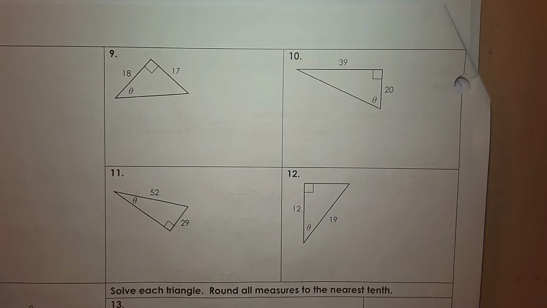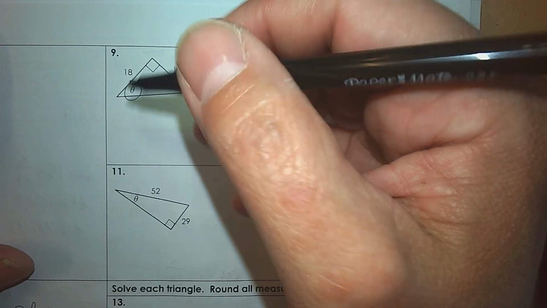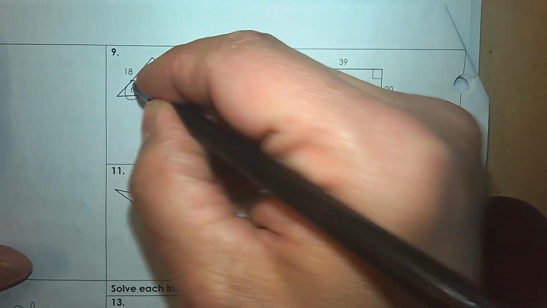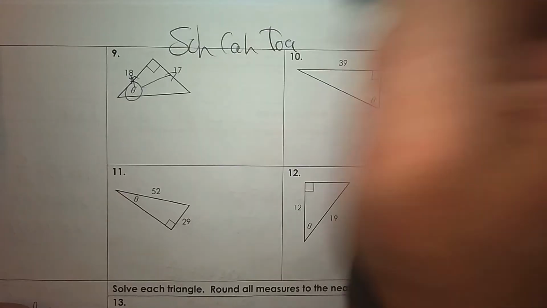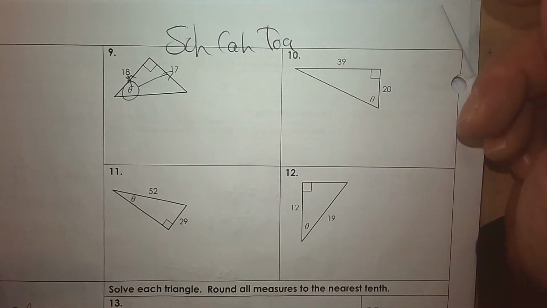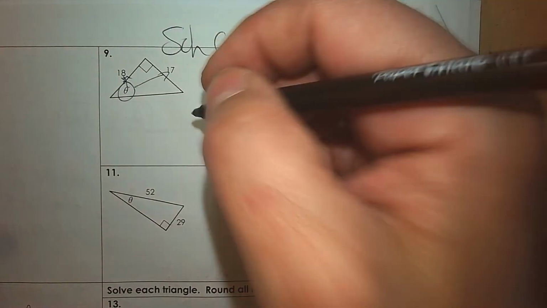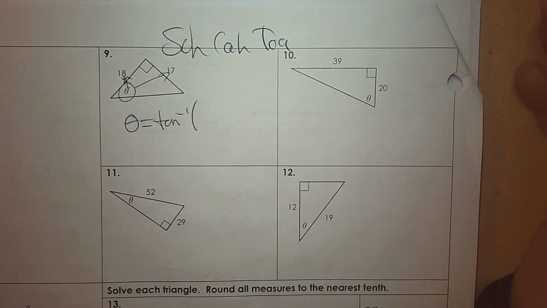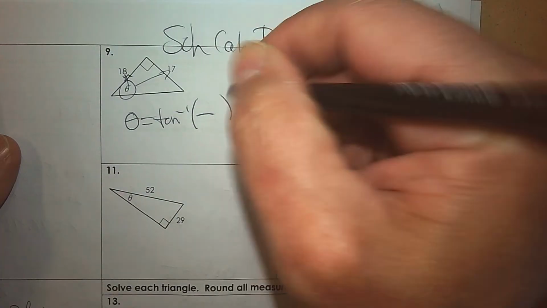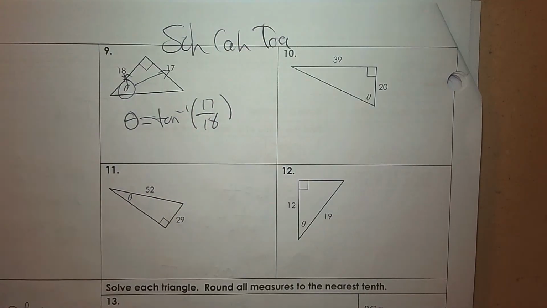Here we go. So, when I look at theta, what I notice is opposite and adjacent. If you need to write this down on every page, you write that down on every page and don't you dare guess. Opposite and adjacent is tangent. To find the missing angle, we do inverse of that tangent. And then what goes inside is 17 over 18. Use your calculator.